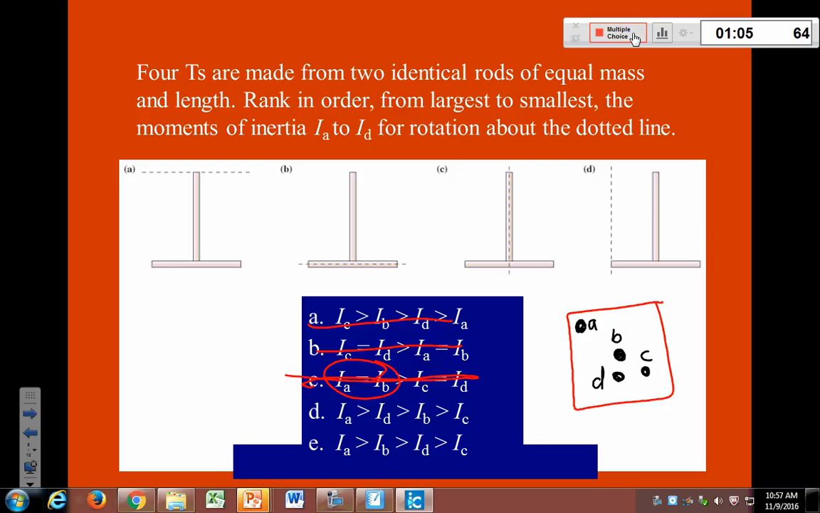All right? Around which of those points does it have the biggest moment of inertia? A, B, C, or D? I'm going to stop at 120, or 125, we'll say.